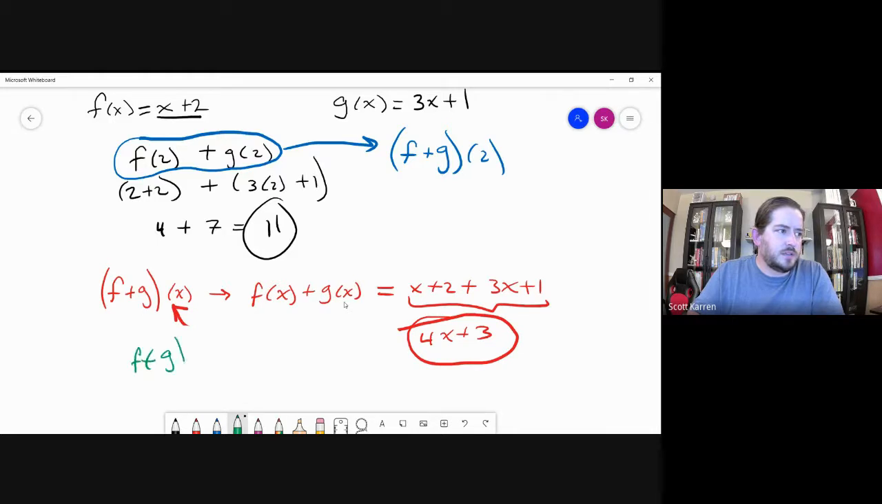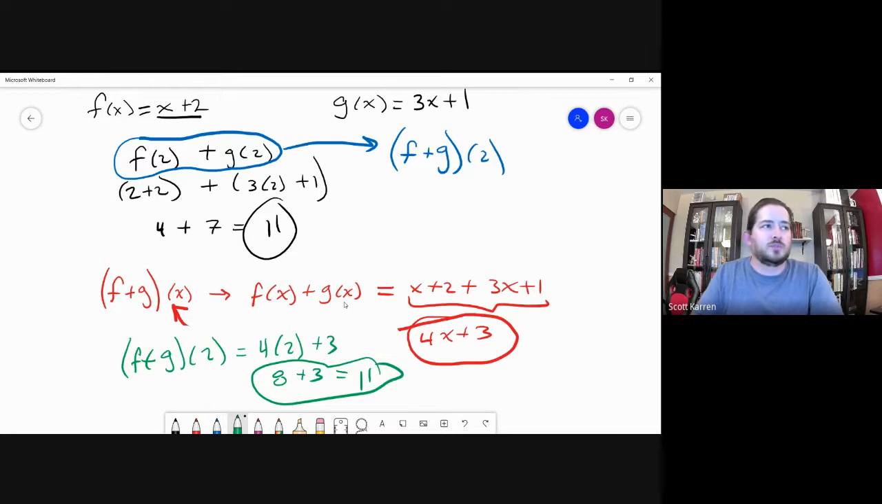plus g, and evaluate that at 2, I should get the same value. Let's take a look. 4 times 2 plus 3. 4 times 2 is 8, plus 3 is indeed 11. And it's probably easier to evaluate that than it was to have evaluated these separately and then added them. Not a lot easier in this case, but half a step easier, right? So that's what we mean when we have f plus g of x, is literally just add those two things together.